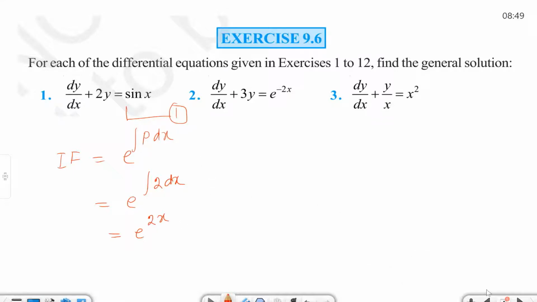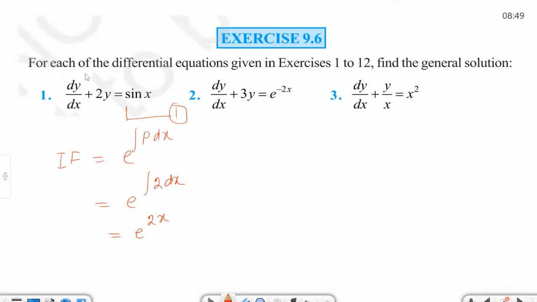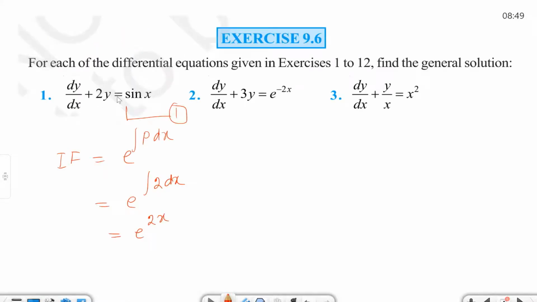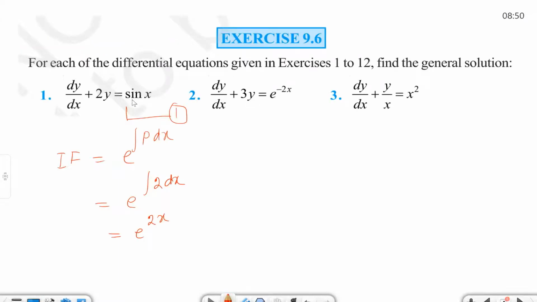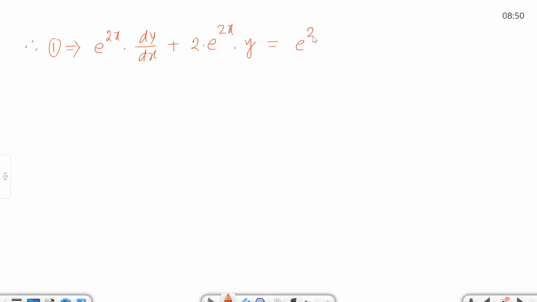So now multiply this equation by e to the power 2x. What was our equation? Look, the equation was dy/dx + 2y = sin x. We have to multiply e to the power 2x everywhere. So, implies e to the power 2x into dy/dx, then plus the second term, twice y, and 2 is already there, e to the power 2x multiplied into y is equal to the right side, which was sin x, so e to the power 2x into sin x. This is what we got.